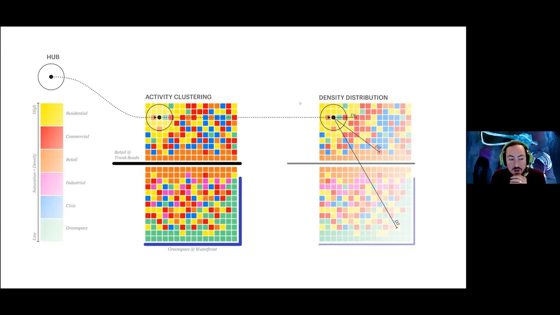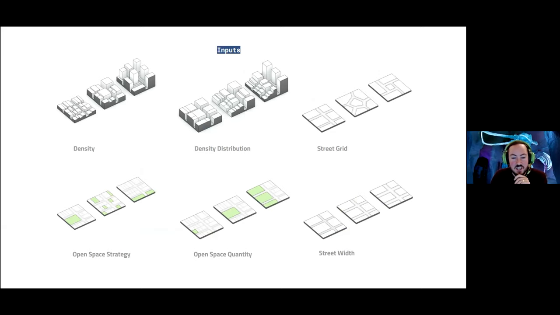We'll test programmatic variation through things like this, which is creating a pixel map for each color, where the pixel represents a use and the saturation represents density. I mentioned the inputs. These are showing a range of those from density to street grid. And it's very project specific.